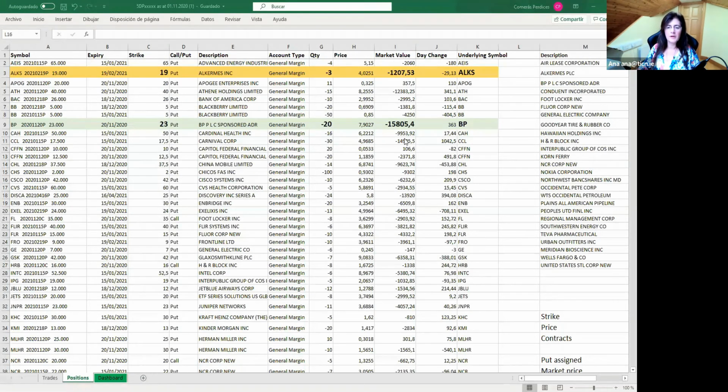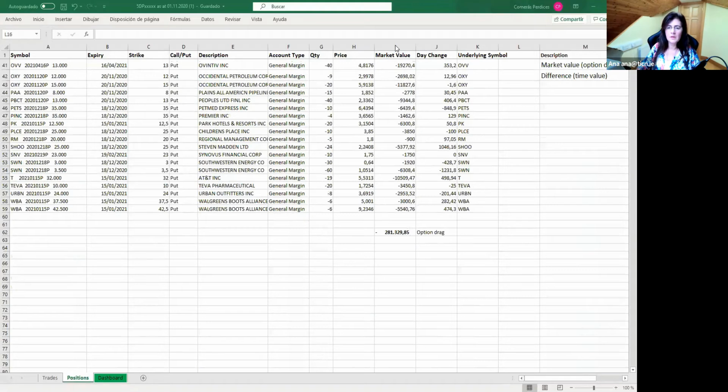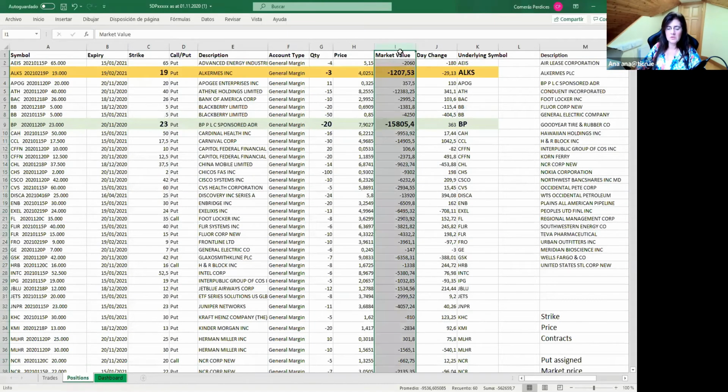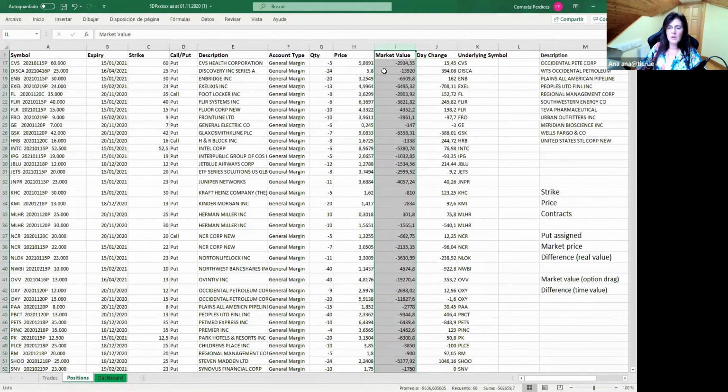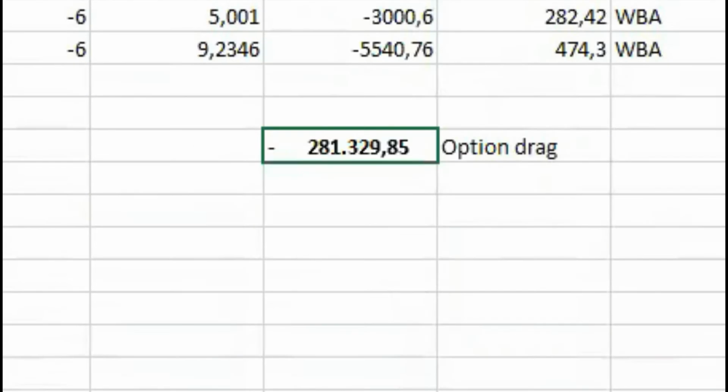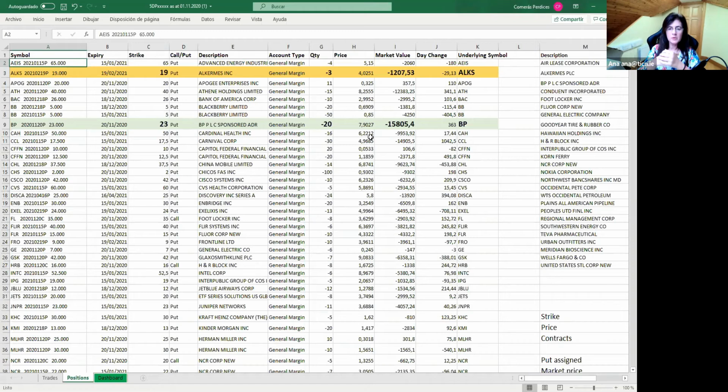The total option drag of an account is given by adding up this column that says market value. The option drag is given by the addition of all these figures under the column called market value. These positions, we get them directly from Alkys. When we add up all these figures that we have under the column of market value, in the case of this account in particular, we got an option drag of minus 281,329.